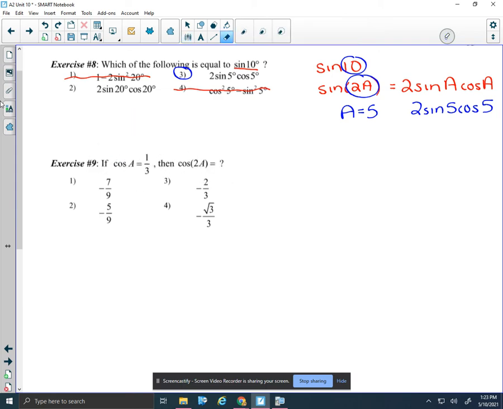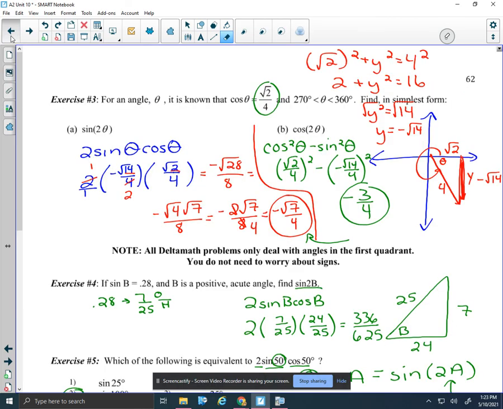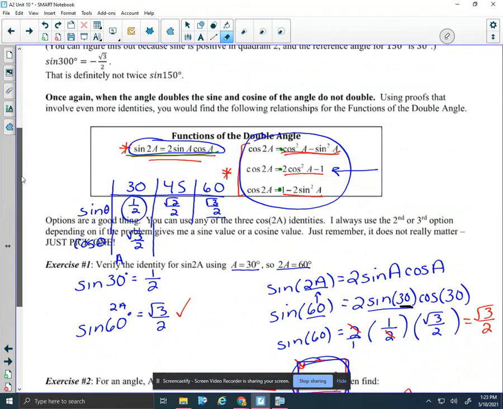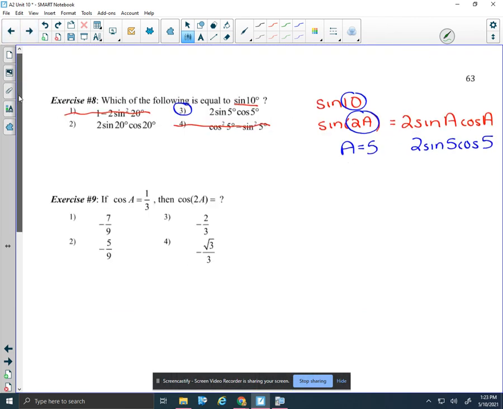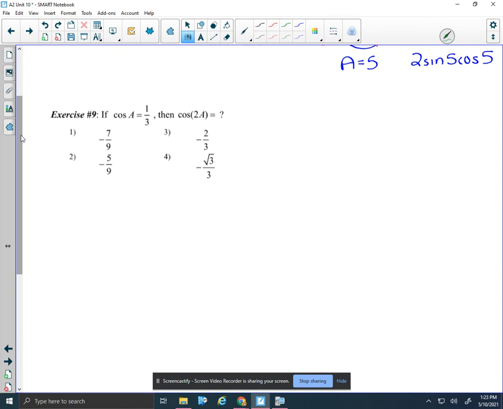So from my cosine 2A formulas, I'm going to use the one with just cosine in it, so I don't have to do very much work. So we're going to use our 2 cosine squared A minus 1 formula. So 2 cosine squared A minus 1.